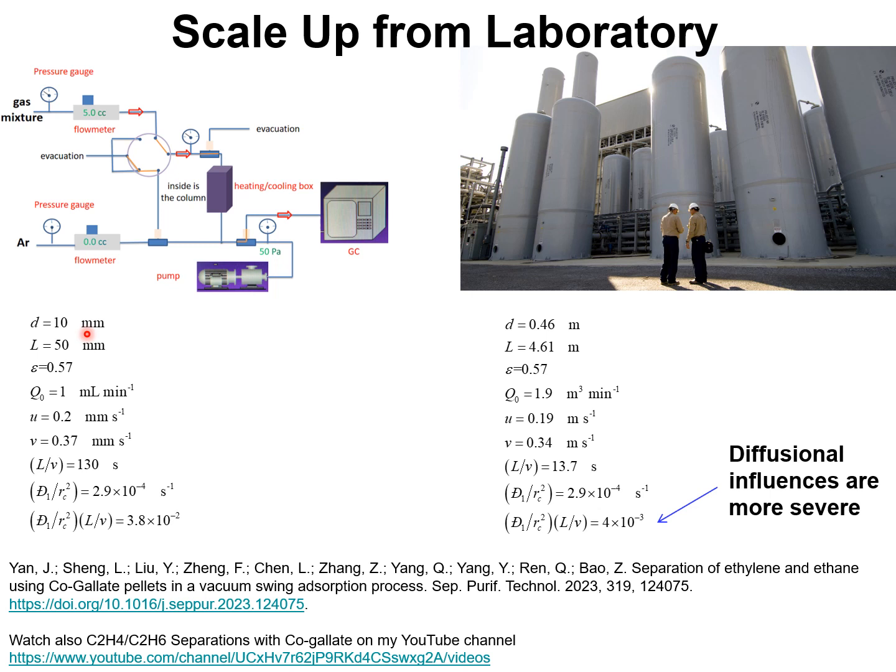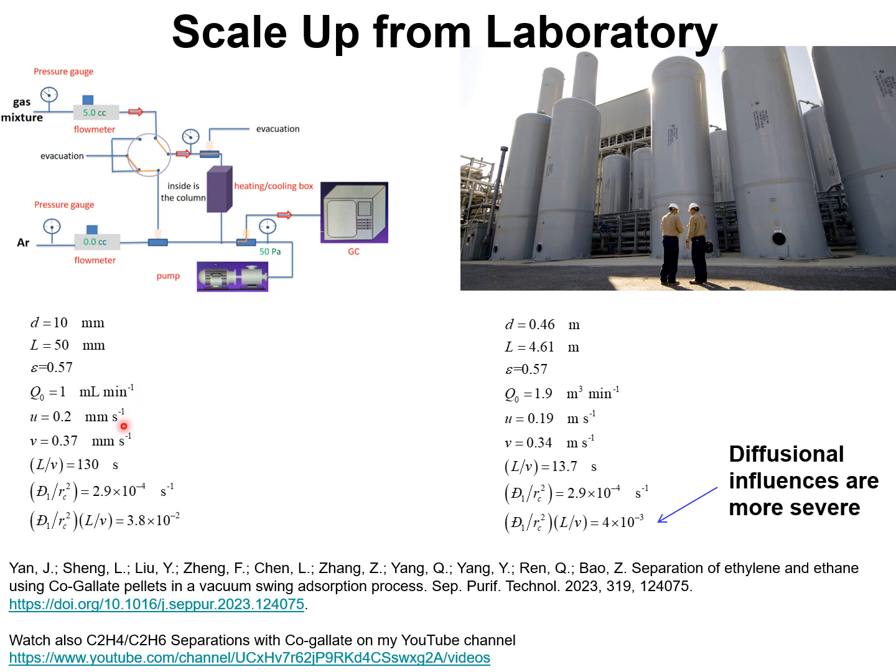The internal tube diameter is 10 millimeters. The length of the packed section is about 15 millimeters. The voidage of the packed bed that is packed with cobalt gallate pellets is 0.57. The flow rate of the gas mixture entering the tube is 1 milliliters per minute.